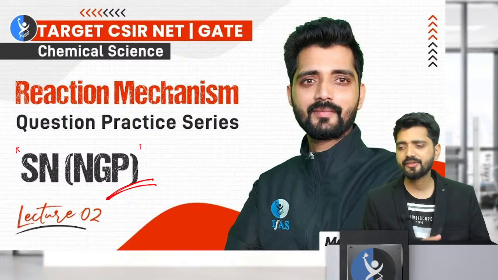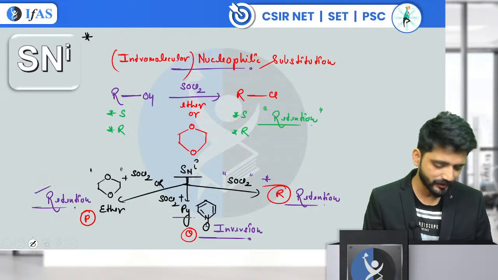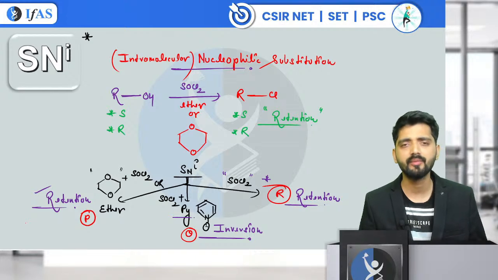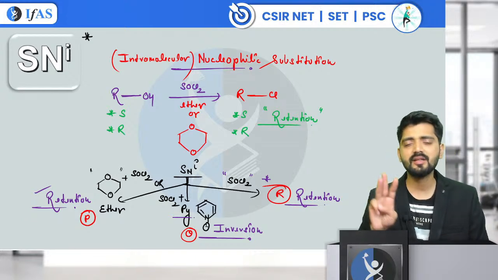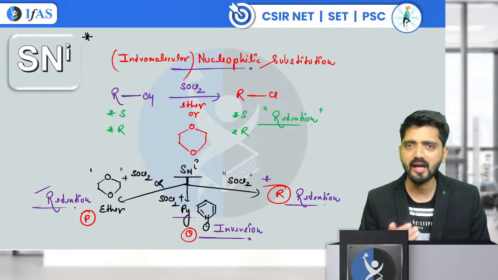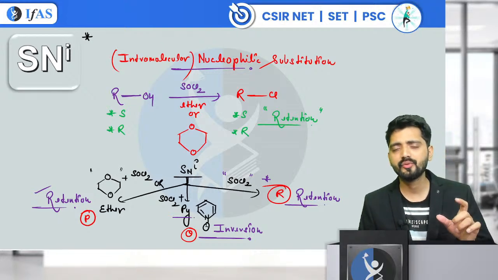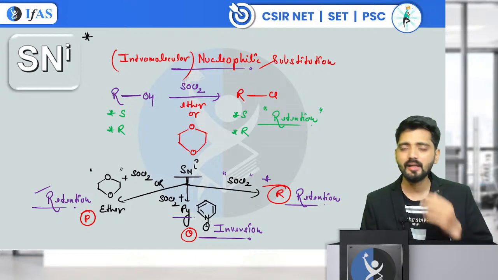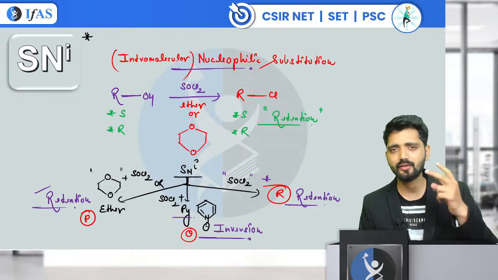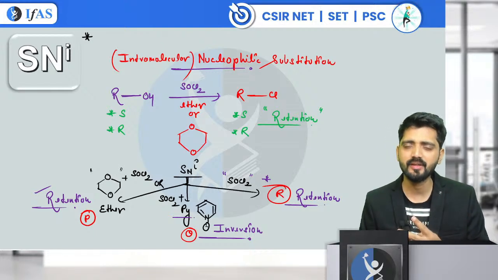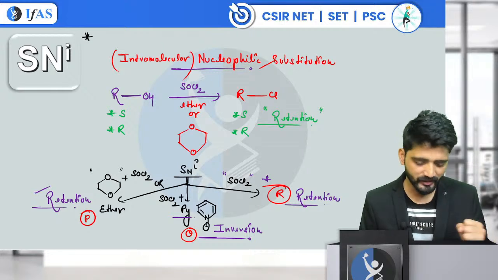So let's start the lecture. First of all, I will be doing the recap of what we studied in yesterday's lecture. We started with the SNi mechanism, if you remember, where i stands for intramolecular. We saw that there are three scenarios in which an SNi reaction can be asked. The first one was when we have SOCl2 with 1,4-dioxane, that is ether, and of course the retention product is formed. In this type of mechanism, we saw that SN2 takes place two times. That's why in the overall reaction, retention is taking place.